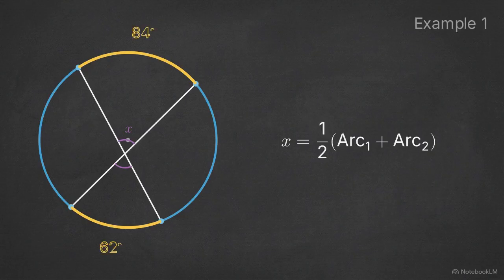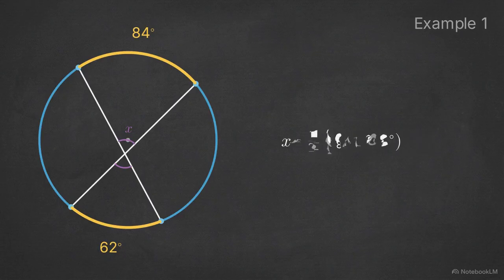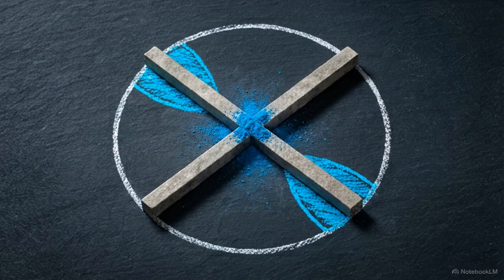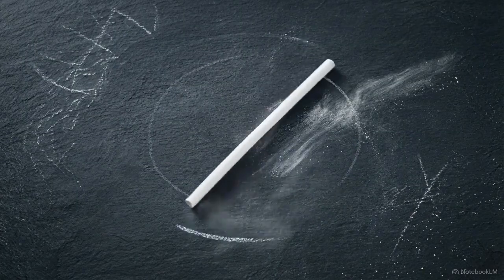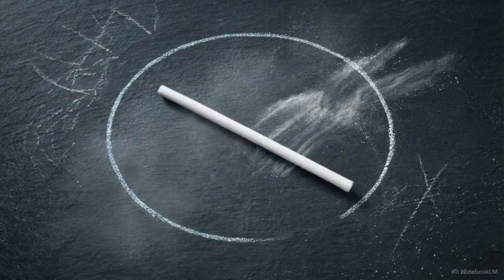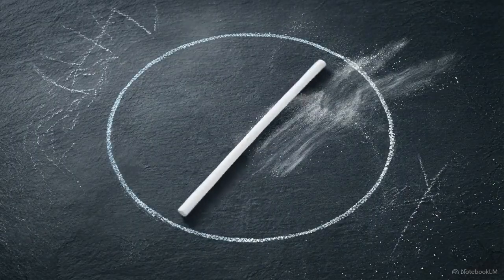If the two intercepted arcs measure 84 degrees and 62 degrees, we add them to get 146. Having that total gives us an internal angle of 73 degrees. Intersections that occur entirely within the interior space act as an average of the two distinct boundary arcs they define. If we move the vertex from the interior space directly onto the edge of the circle, the math shifts to reflect this new boundary condition.